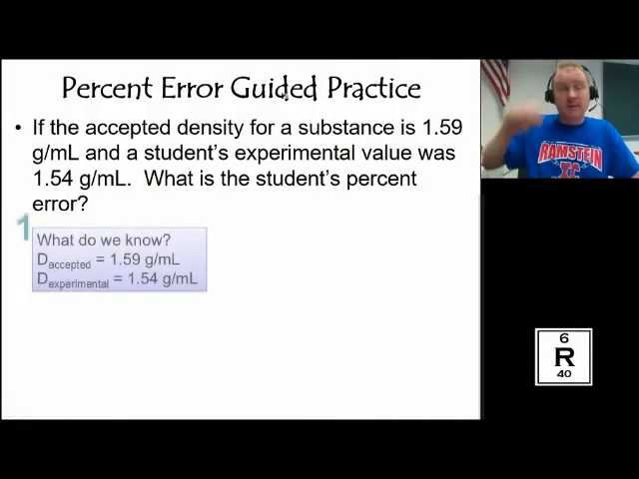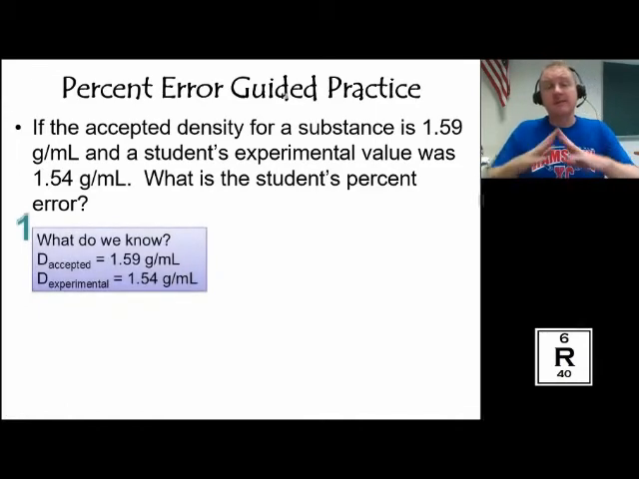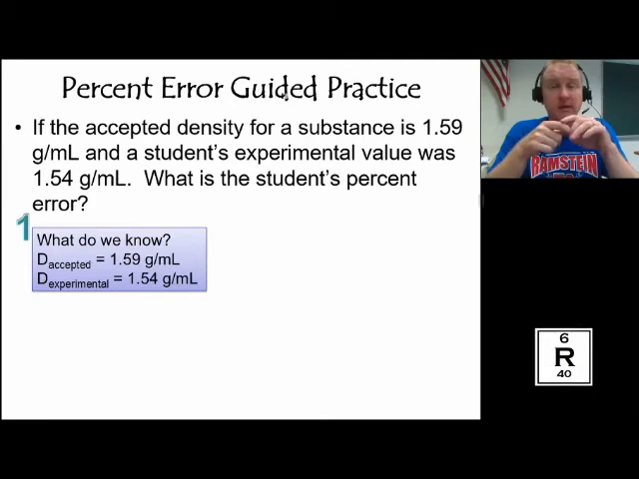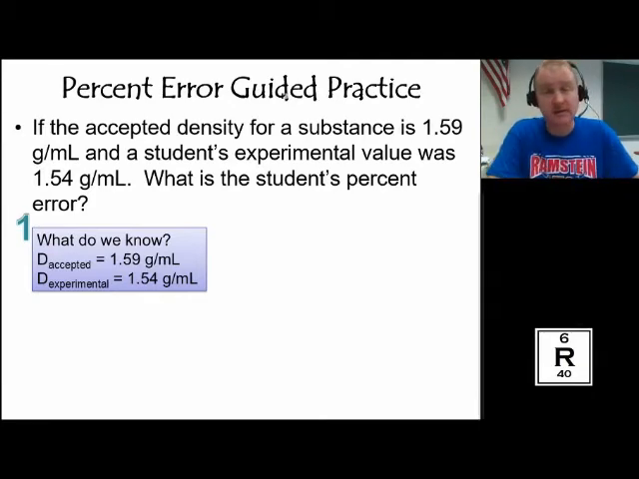Let's do a practice problem here. If the accepted density of a substance is 1.59 grams per milliliter, and the student's experimental value was 1.54 grams per milliliter, what is the student's percent error? If you want to pause the video right now and give it a shot, I would suggest working ahead is a good idea as a study tactic. All right, hopefully you gave it a shot, and let's see.